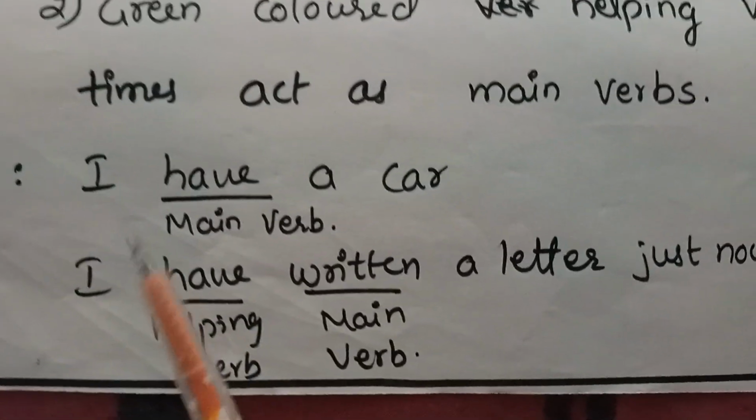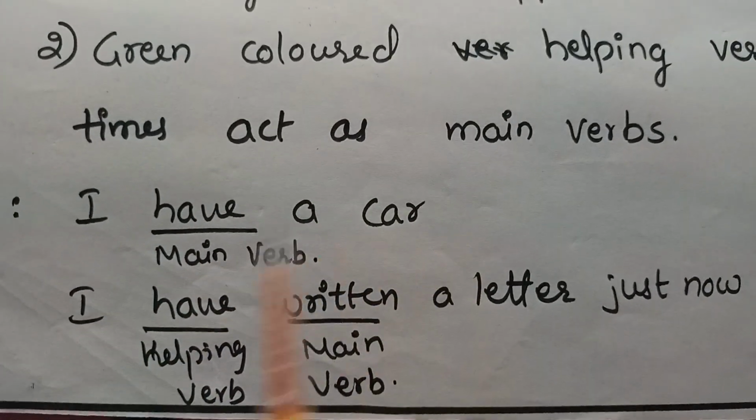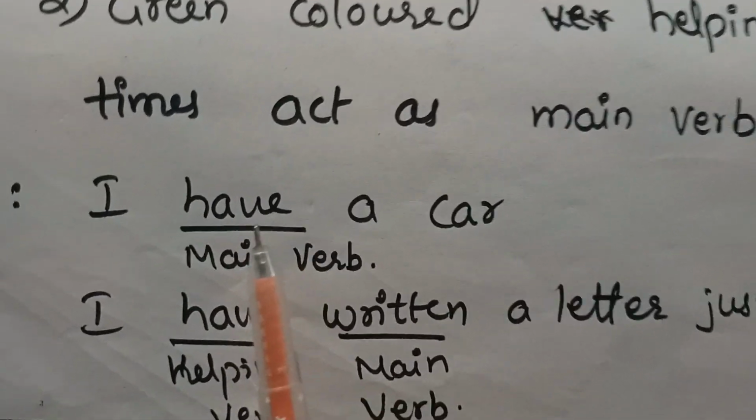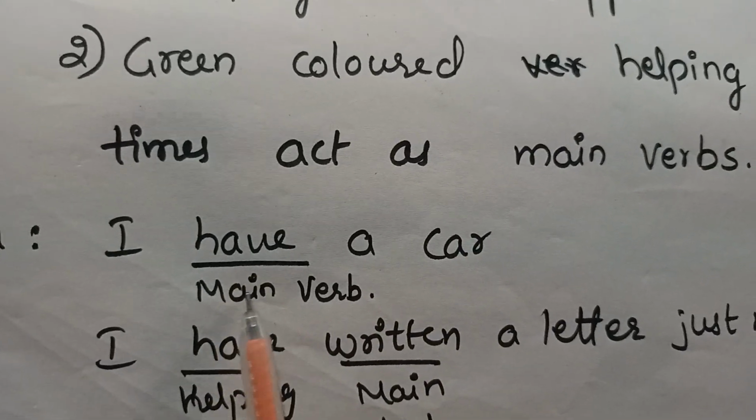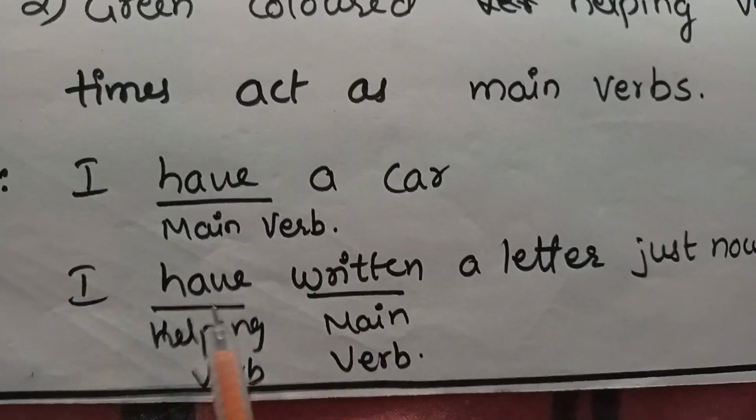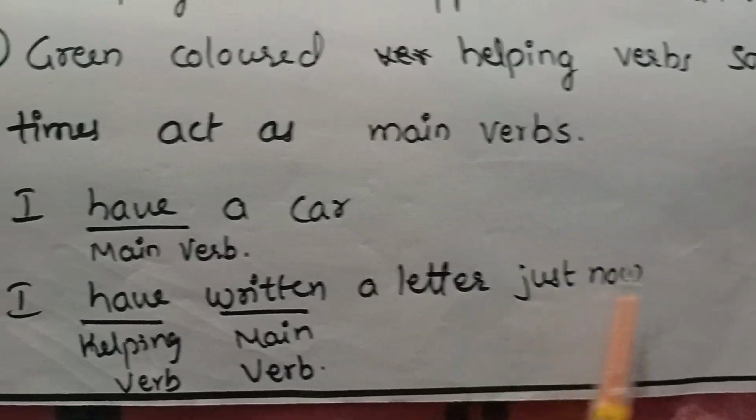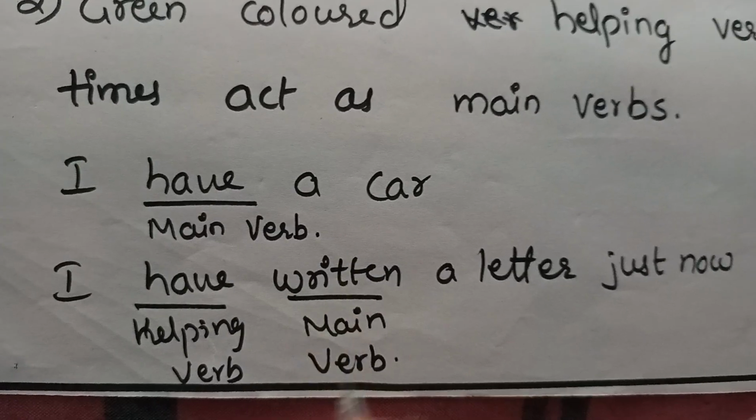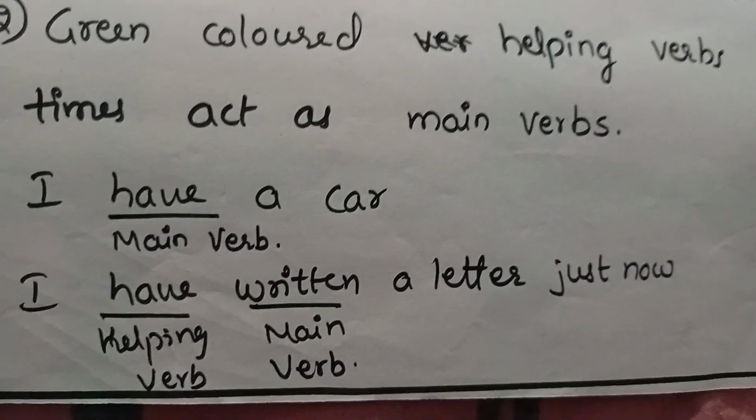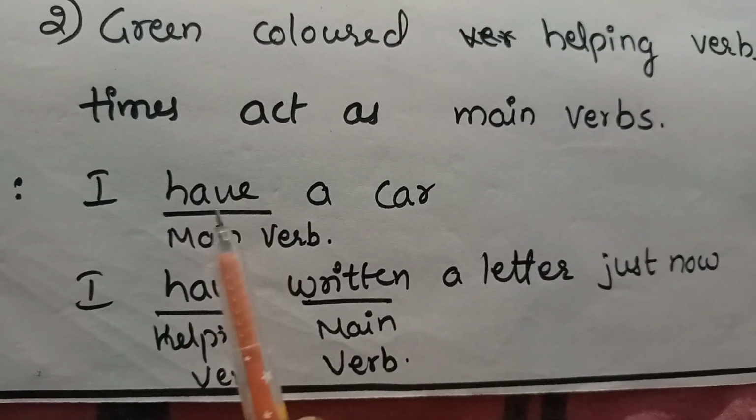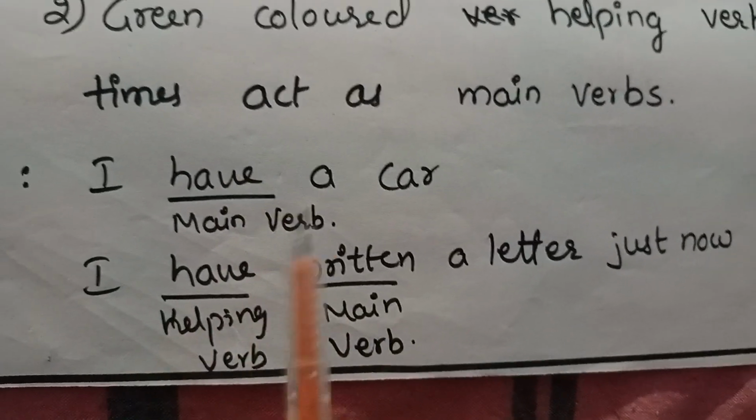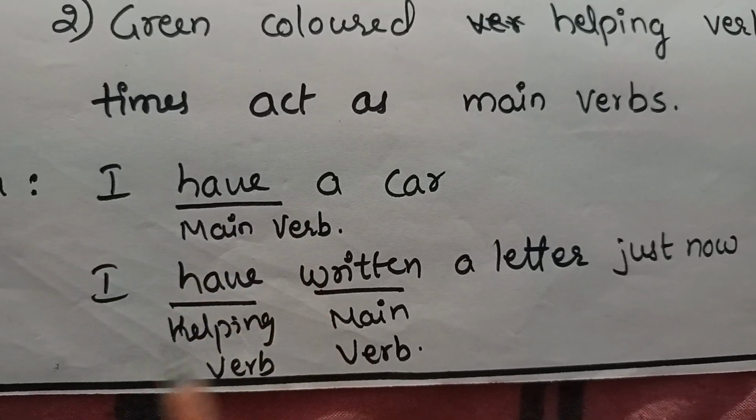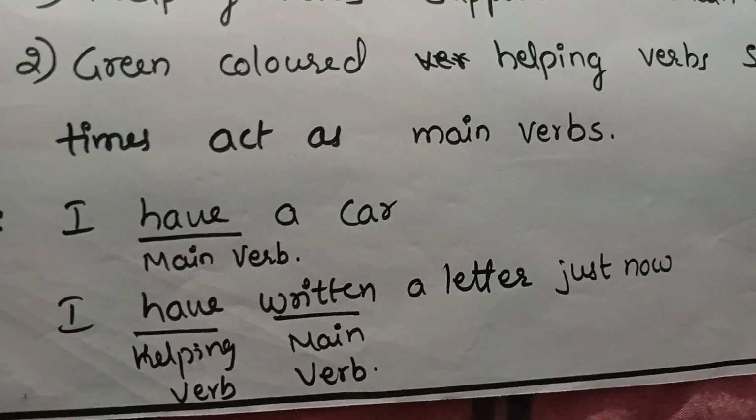For example, I have a car. So here have acts as main verb. But in the sentence, I have written a letter just now, here have is helping verb, written is main verb. Here in both these sentences, have is main verb in the first sentence, and helping verb in the second sentence.